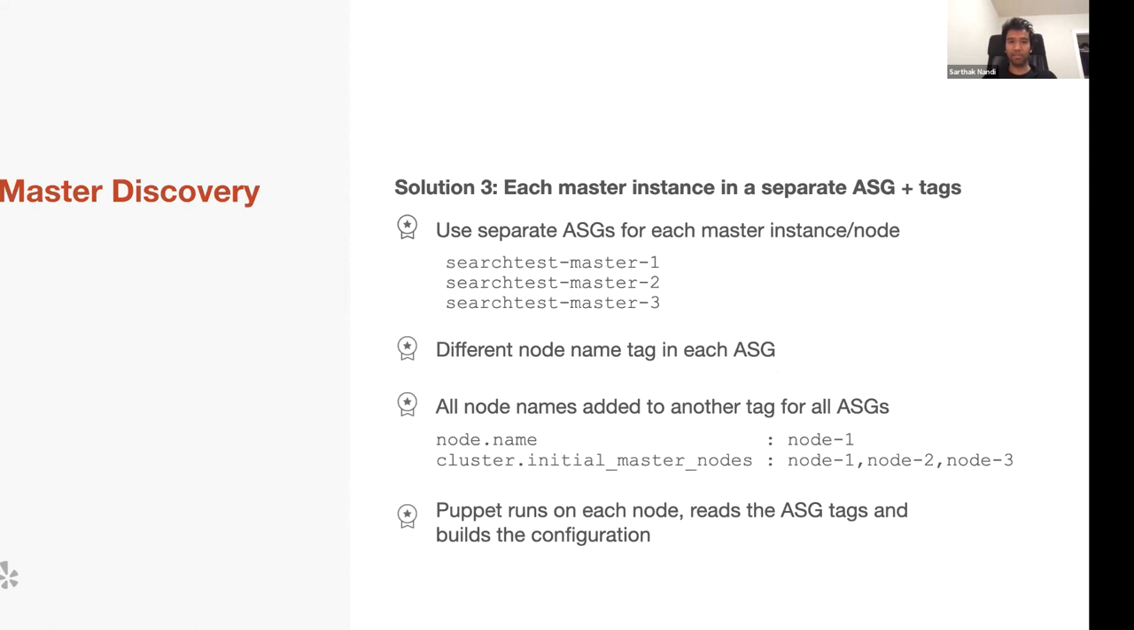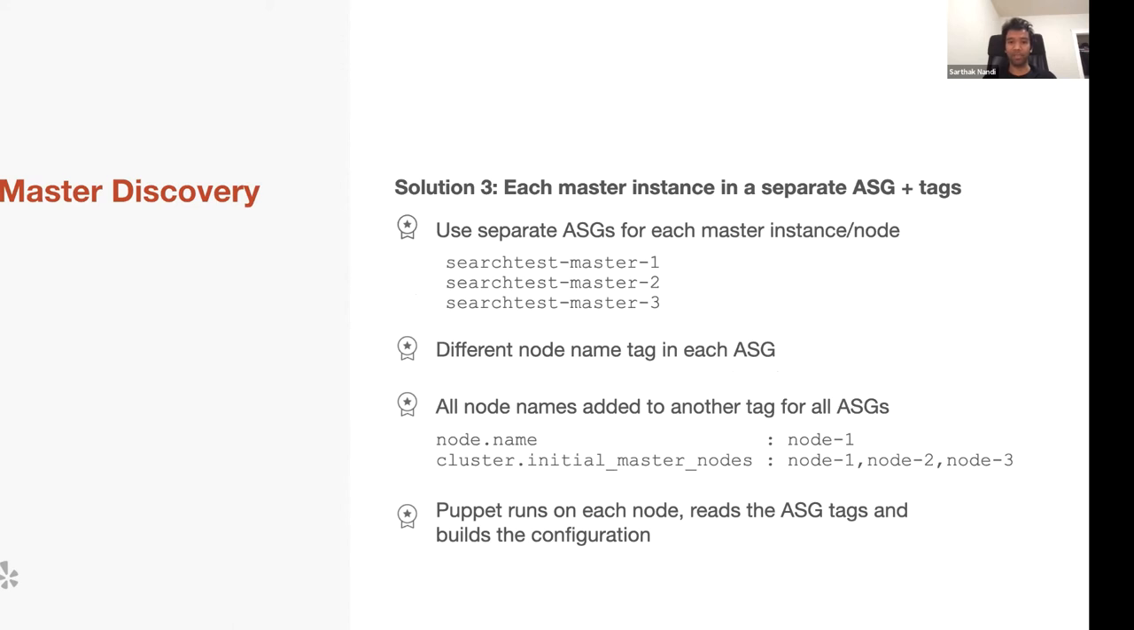So this is what we finally went with. We put each master node in a separate autoscaling group. So this let us define different tags for each master node, because in AWS, you define tags for the autoscaling groups. So we added a different node name tag for each autoscaling group, and we also added all of the node names in a different tag for all of these groups.